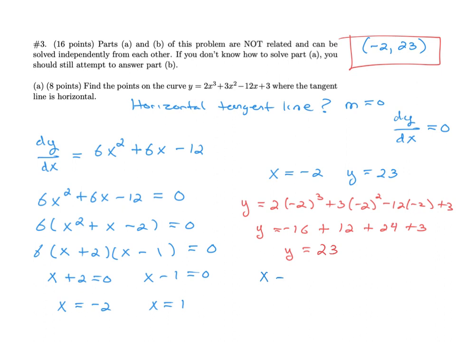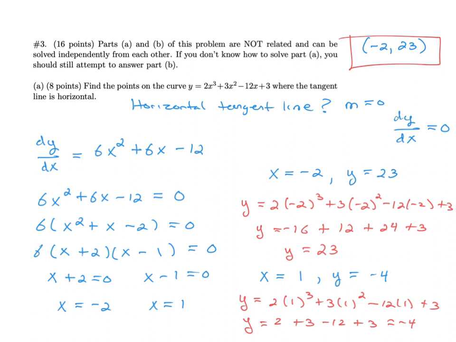We also have x equal to 1, and the corresponding y value is, okay, let's see, that should be easier. 2 times 1 cubed plus 3 times 1 squared minus 12 times 1 plus 3. All right, so that's 2 plus 3 minus 12 plus 3. So 6, 7, 8 minus 12 is -4. And this is our other point. When x is equal to 1, y is equal to -4. And at these 2 points on the graph, there should be a horizontal tangent.